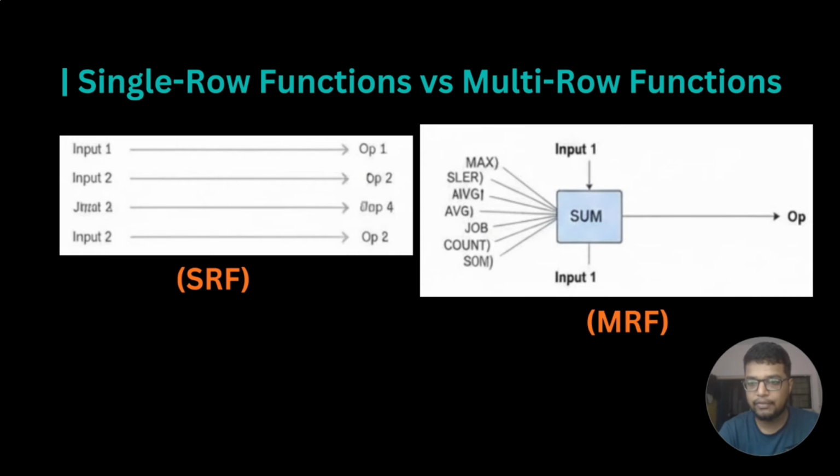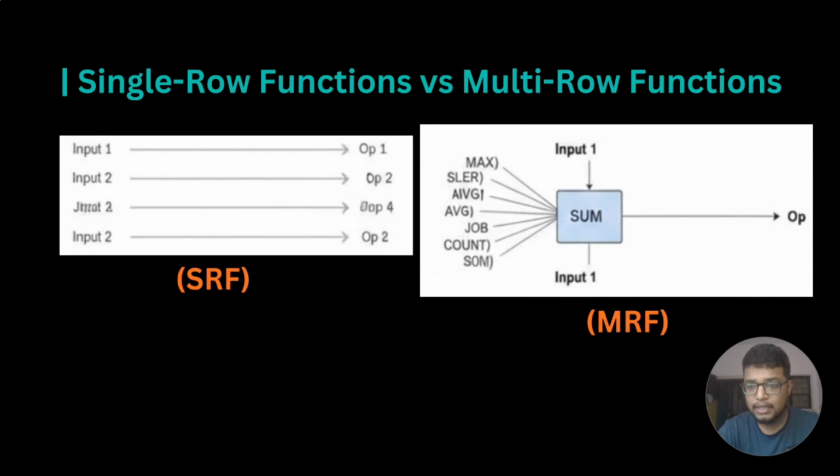But in case of multi-row function, it is different. It is totally different. Irrespective of the number of inputs, it doesn't care about the number of inputs, it is going to give us only a single output. It means even if we provide one input, it gives us one output. Although if we provide 10 million inputs, we are also getting one output. This is the beauty of multi-row function.